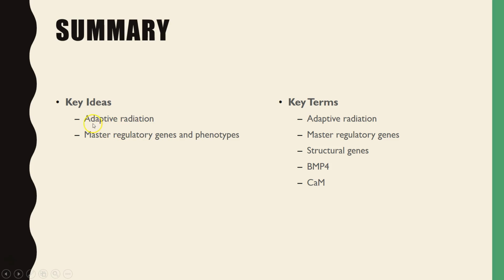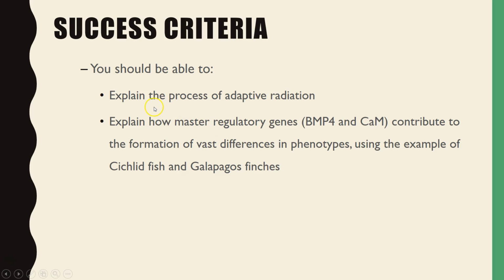This is the summary of the main ideas: adaptive radiation, just refreshing that term, and master regulatory genes and how this alters phenotypes. These are the key terms, and these are the points that you need to be able to measure your level of understanding against. So you should be able to explain adaptive radiation and explain how master regulatory genes control or contribute to differences in phenotypes, with specific examples of BMP4 and CaM, and the examples of those two are cichlid fish and Galapagos finches.